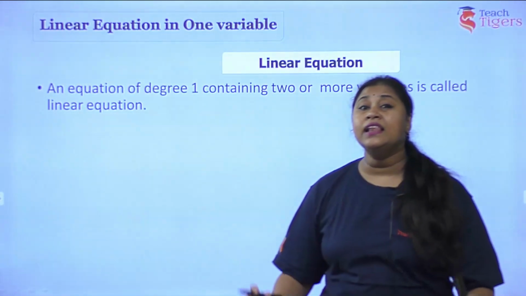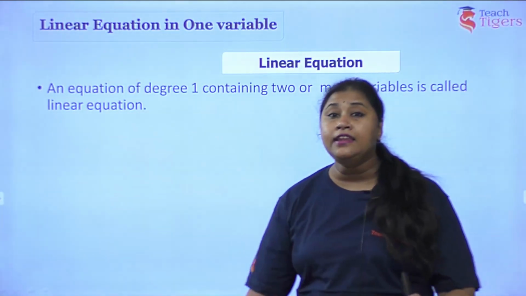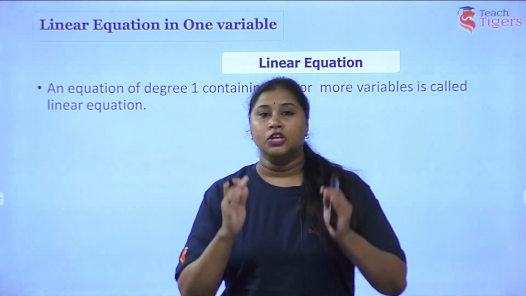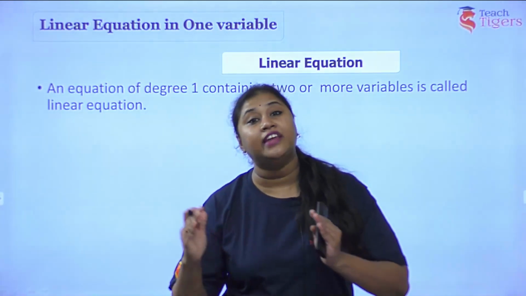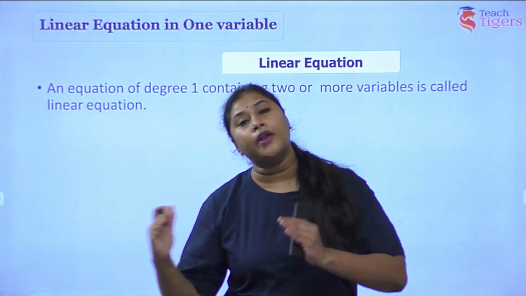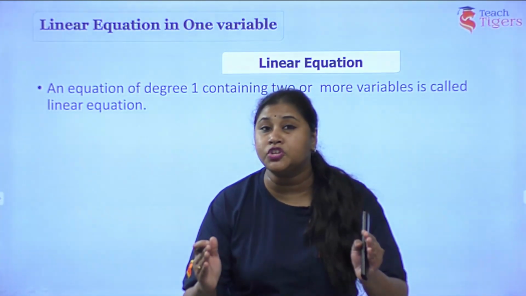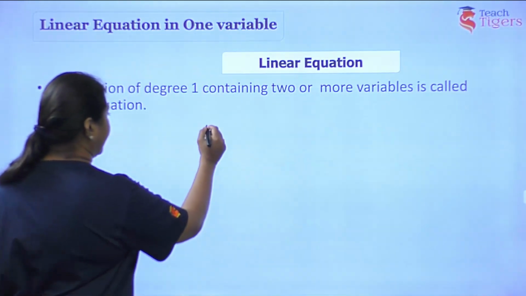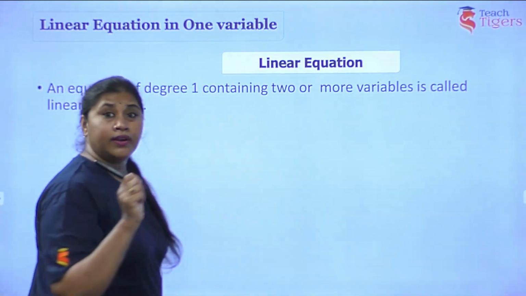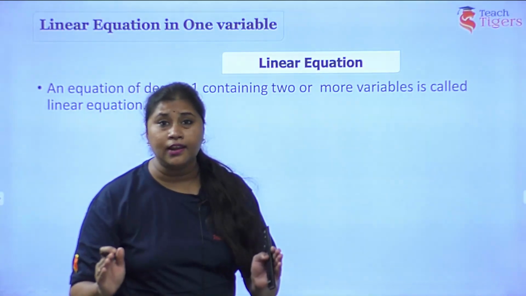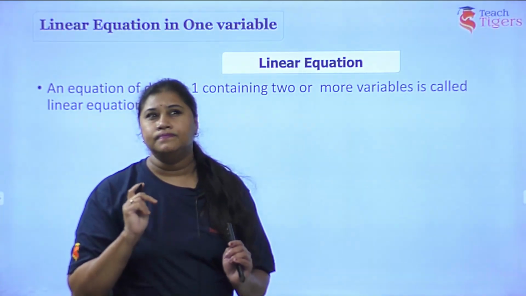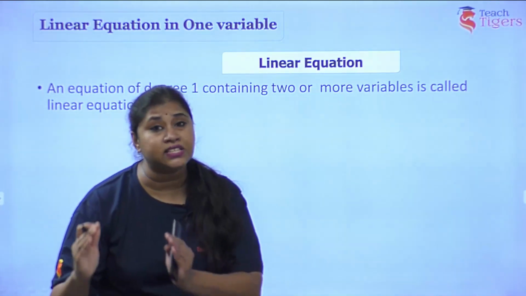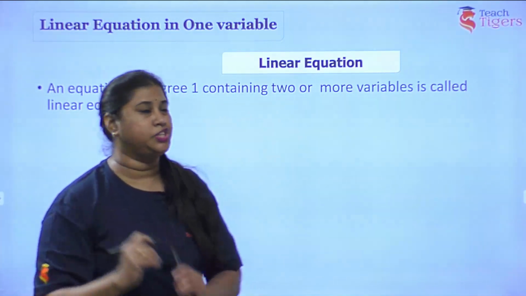Then, what is a linear equation? Linear means 1. Any equation with degree 1 containing one or more variables becomes your linear equation. Let's check it out. Do you know what degree is? You have already learned degree in your 7th standard, I believe. Degree is nothing but the highest power of the equation.